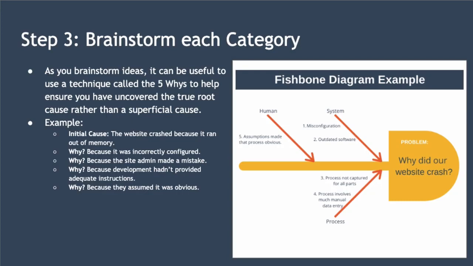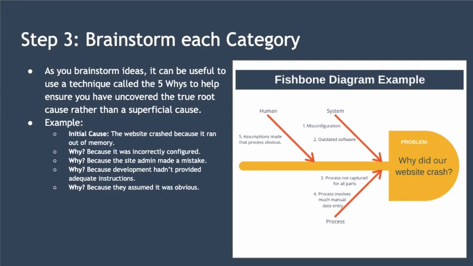So as an example, suppose we initially thought the website crashed because it ran out of memory. Well, why did it run out of memory? Well, because it was incorrectly configured. And why was that? Well, because the site administrator made a mistake. And why did he make a mistake? Well, he made a mistake because the development team hadn't provided adequate instructions. And why was that? Well, because they assumed it was obvious.